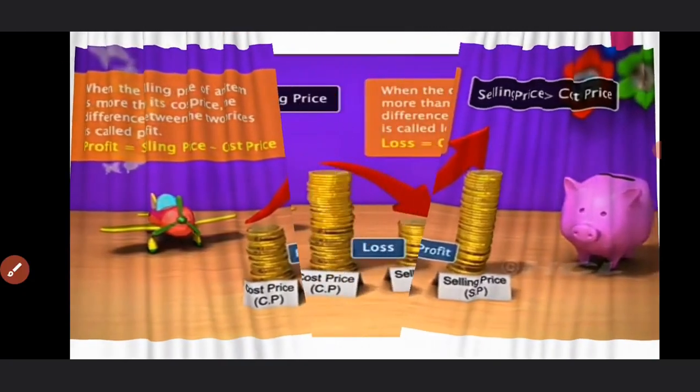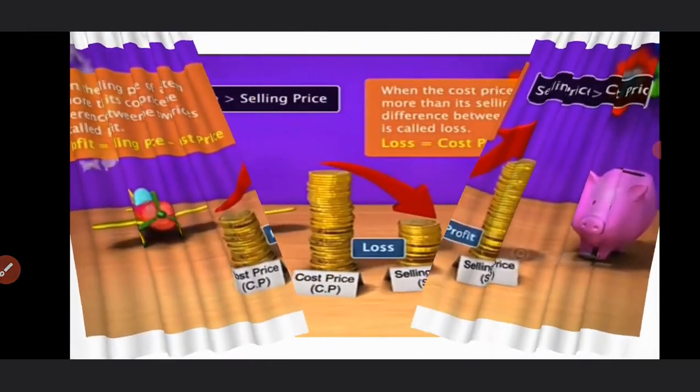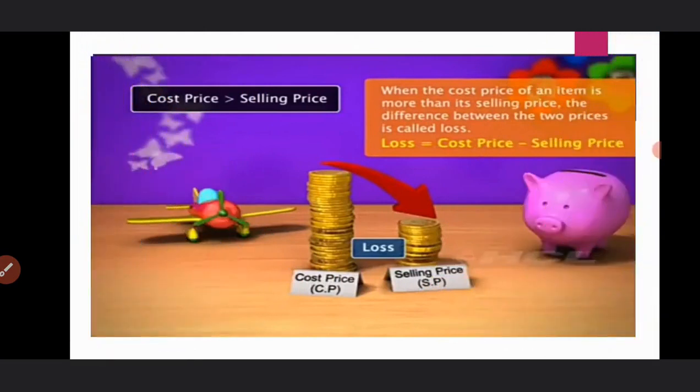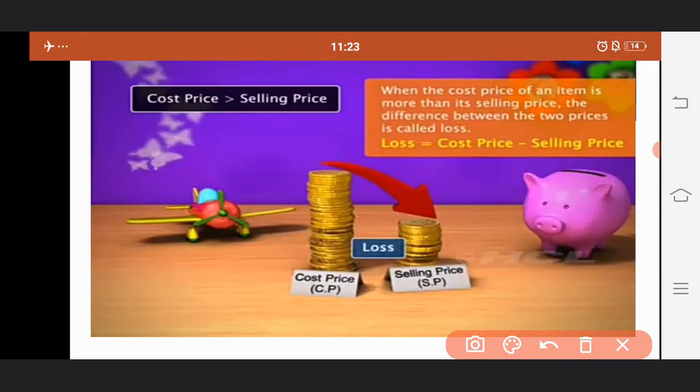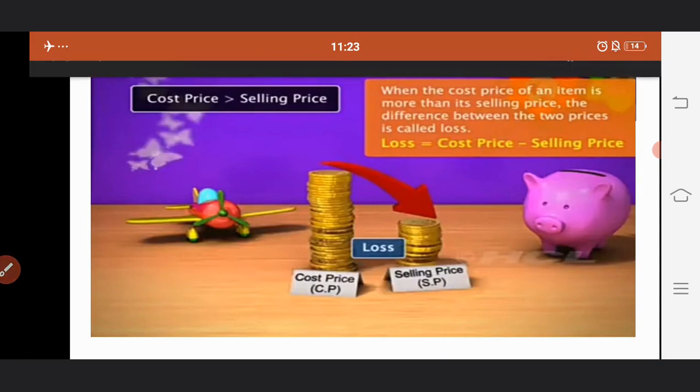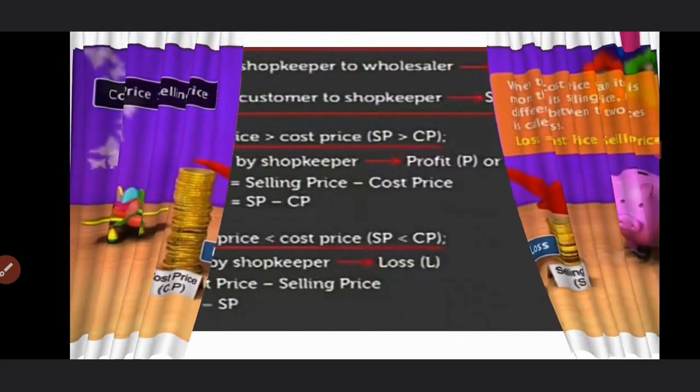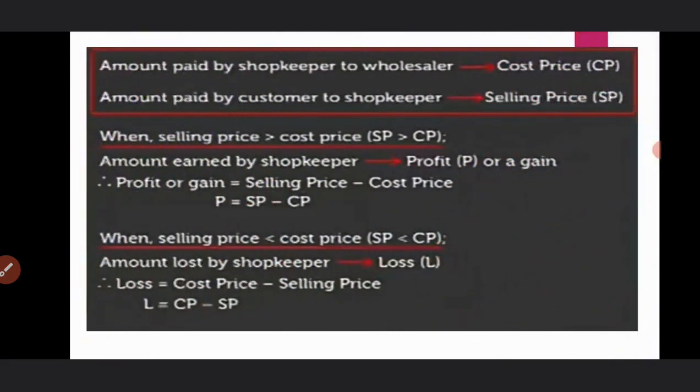Now, when we suffer a loss, this is the condition for loss: if the cost price is greater than the selling price. That means when the cost price of an item is more than its selling price, the difference between the two prices is called loss. Okay, so in order to clear it more, we will deal with an example just to explain how cost price becomes more than the selling price and how selling price becomes more than the cost price. So before proceeding with that, let us understand a short definition of CP and SP.